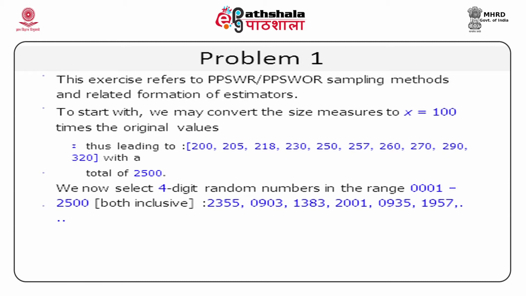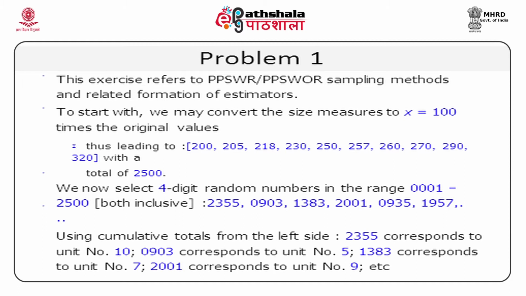As usual, you know the standard procedure for consulting a random number table. You could also generate these numbers in the computer, but anyway, these are the numbers obtained by consulting a random number table. These are 2355, 0903, and you know how to translate that into a corresponding number here. So, using the cumulative totals from the left hand side, 2355 corresponds to the unit number 10, next 0903 corresponds to unit number 5, and so on. You can see how the units are coming one by one in your sample.